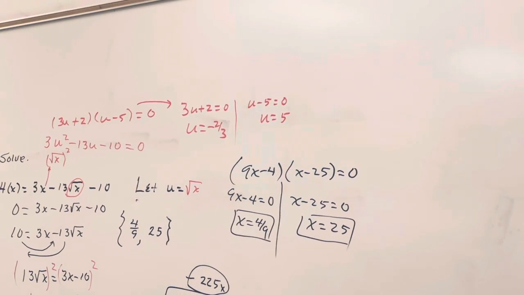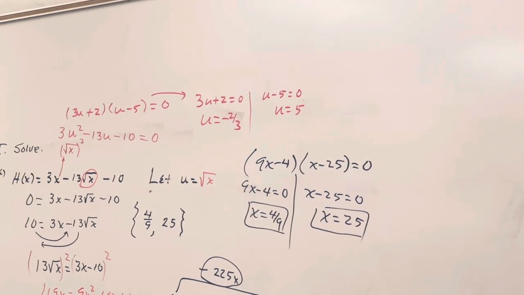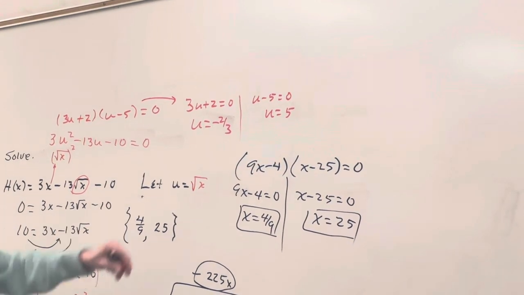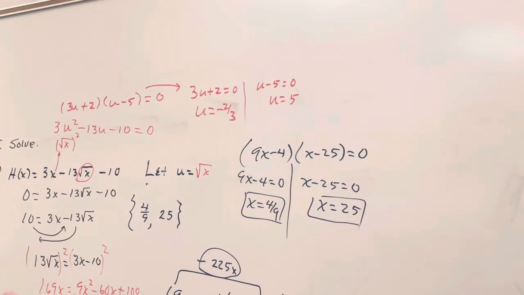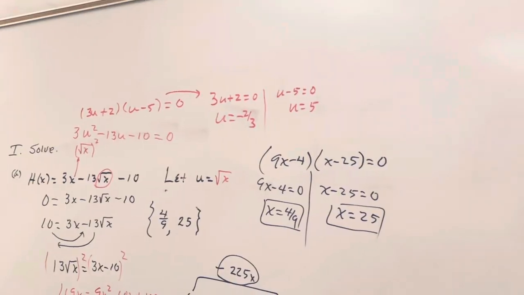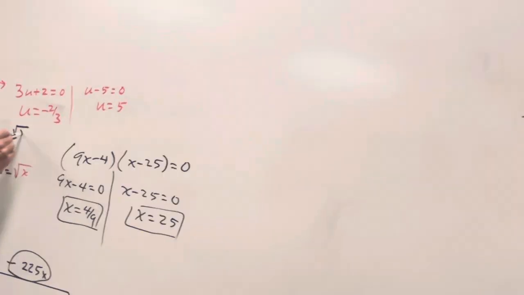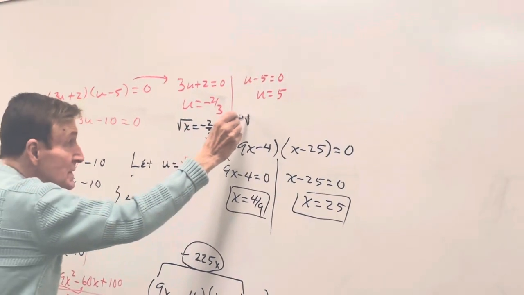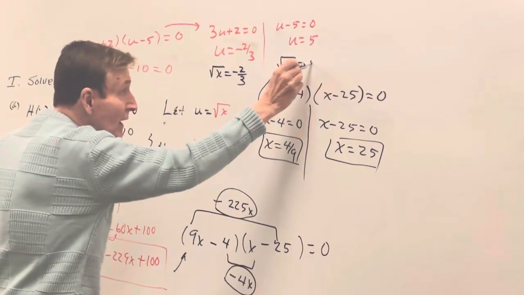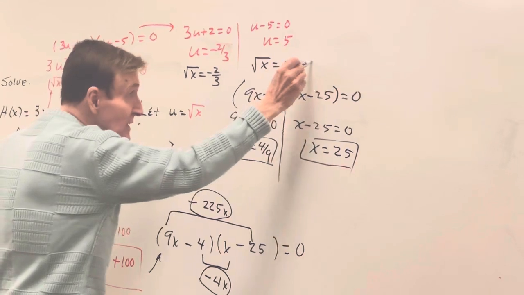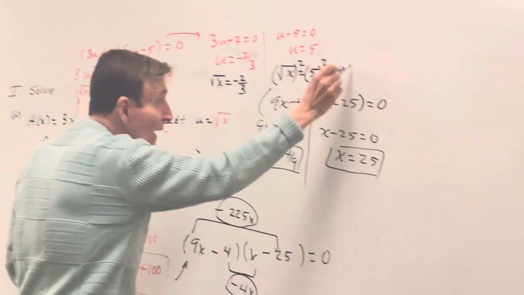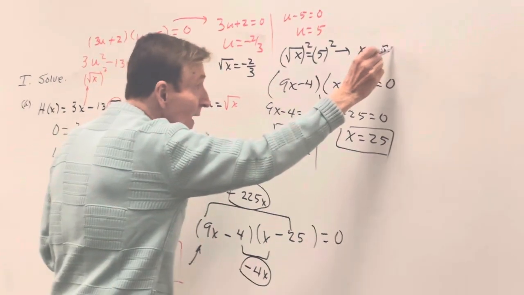Now, am I finished? No, this is u. We had u representing what? Square root x. You say, wait, Professor, you're not quite finished. I asked you to solve for x, not u. So this is square root x equals this. And square root x is equal to 5. Square both sides here. You quickly end up with x is equal to 25.